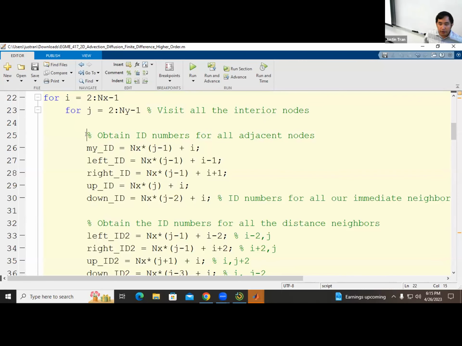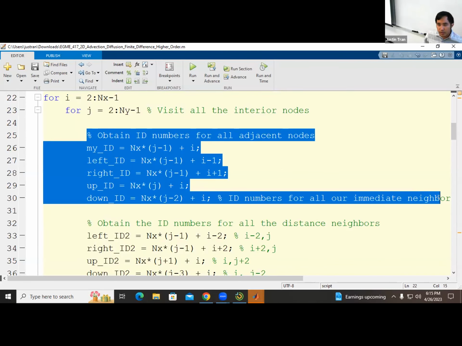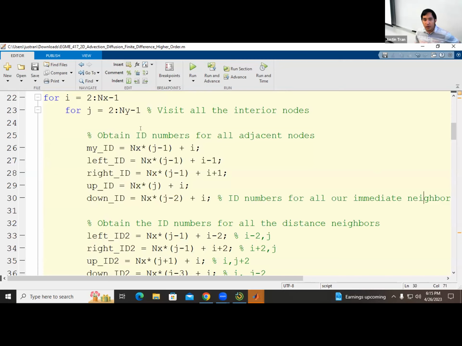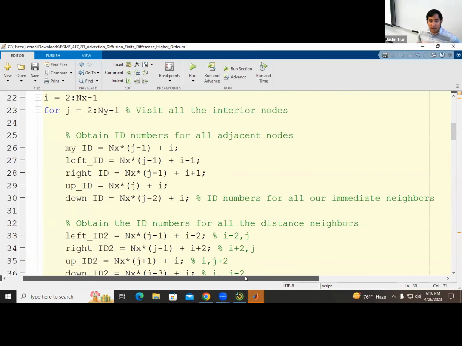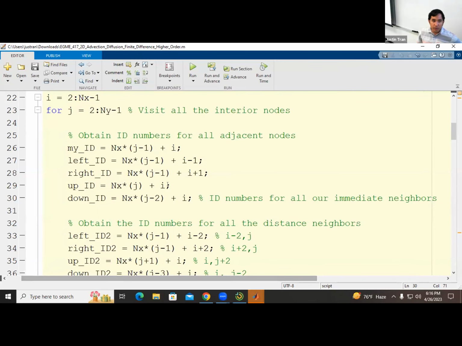So this part is usual here. This is present for all of our 2D problems. We have the ID number for i comma j. We have the left ID, that's i minus 1, the right ID, i plus 1, the up ID, and the down ID, so j plus 1, j minus 1. These are all the immediate neighbors, the neighbors that we usually use for 2D problems.